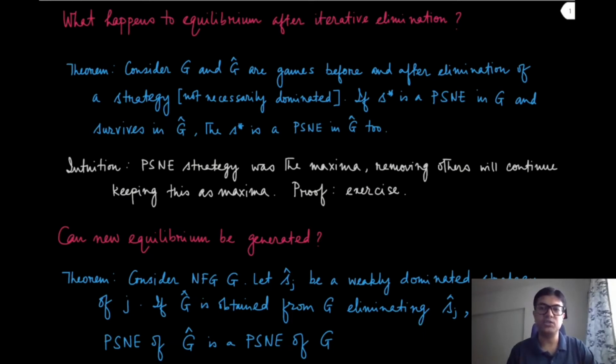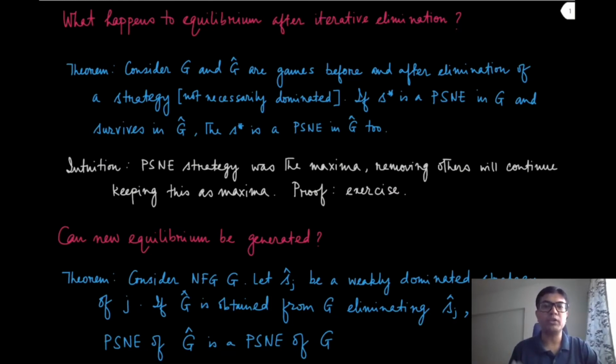That is the intuition why, if you remove a certain strategy for any player, not necessarily a dominated strategy, and it happens that the Nash equilibrium strategy profile survives in that reduced game, then that is definitely going to be a pure strategy Nash equilibrium in the reduced game. So this is the intuition. The proof I can leave as an exercise. You can do it. It's very straightforward.